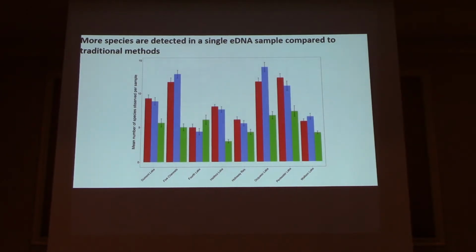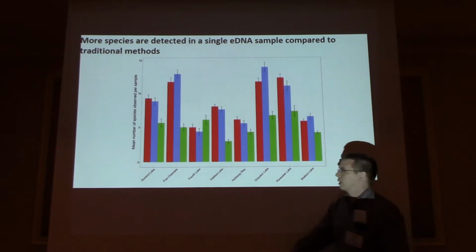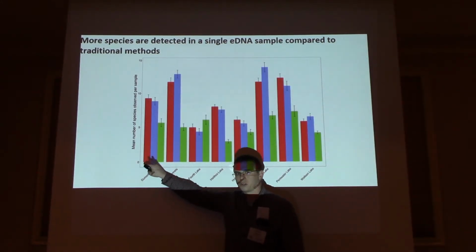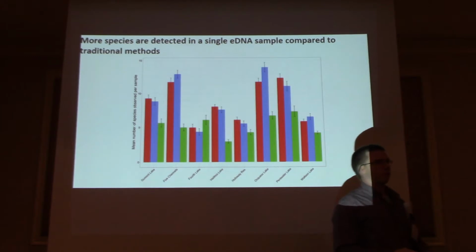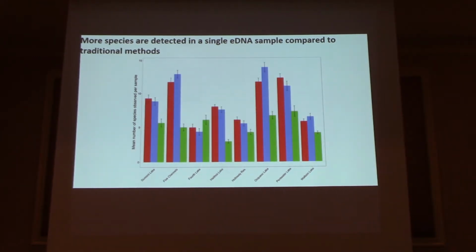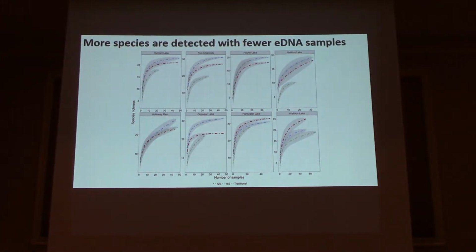And on average, the mean number of species observed per the 12S, 16S, and traditional gear approach for each lake, most of the time the eDNA approach can sample more species in a single sampling effort. And you can see that in species accumulation curves with species richness on the Y and number of samples on the X for the different lakes.